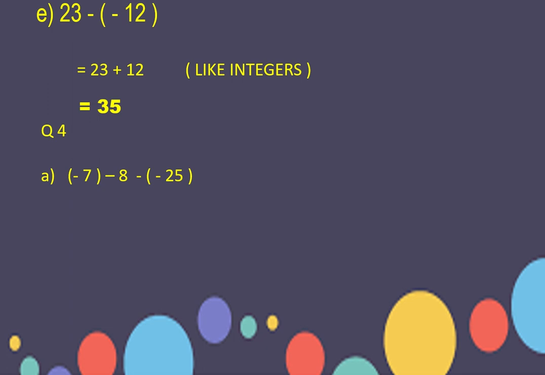Next, I am taking exercise 6.3, question number 4, A part. Now you have more than two numbers. Don't worry in this case. Just do the calculation step by step.